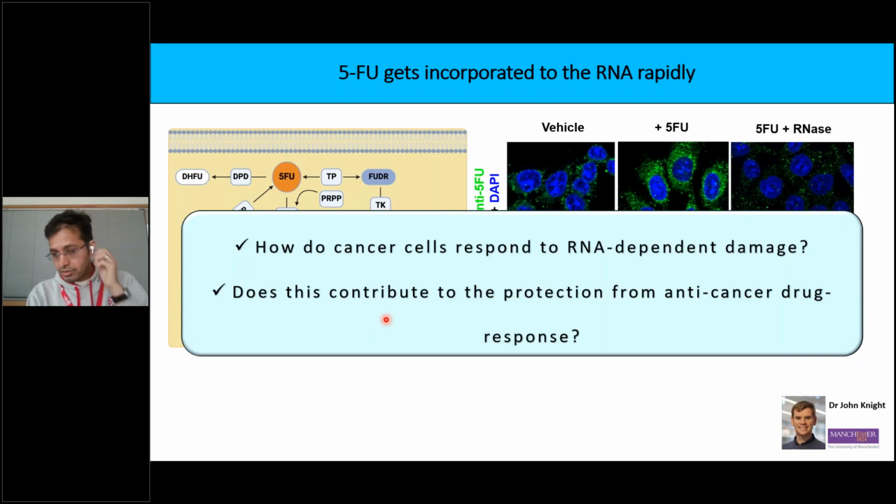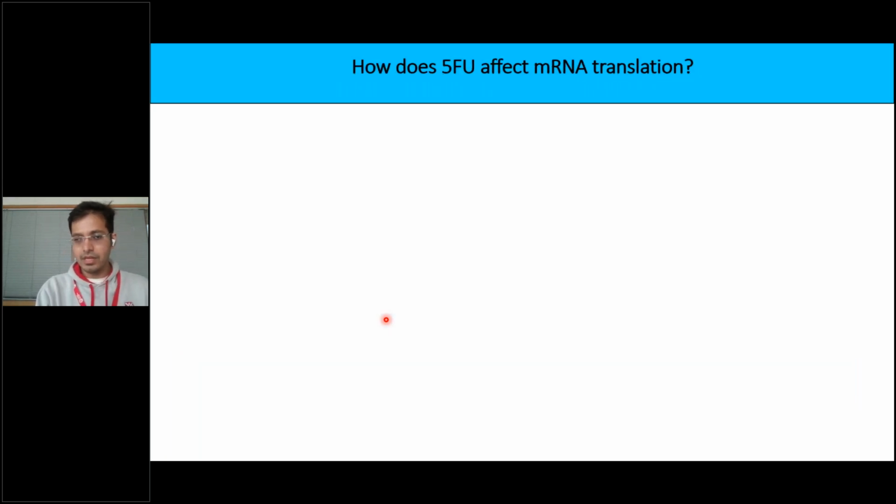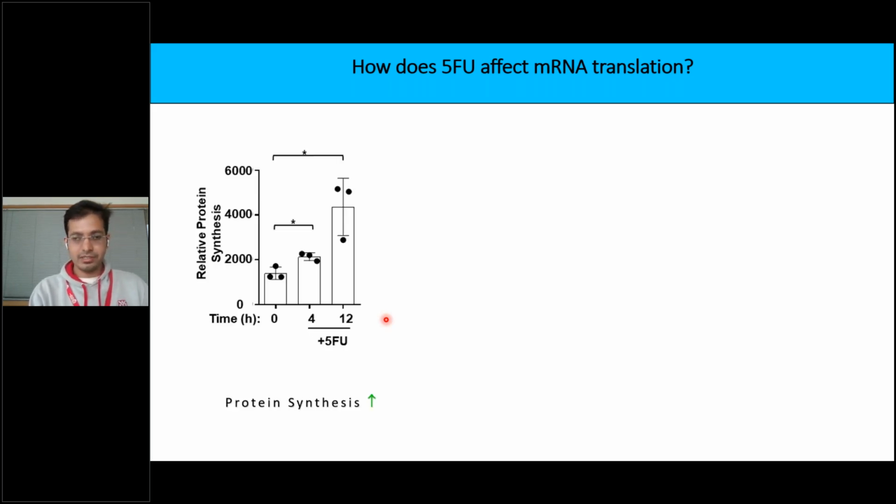Then we wanted to know how cancer cells respond to this damage, and whether this contributes to protection or building up of anti-cancer drug resistance. To start with, we first checked the level of protein synthesis inside the cancer cells. As I was telling, mostly the work has been focused on colorectal cancer and pancreatic cancer models, because these are the two cancers where 5-FU is used as a standard of care treatment. So most of the data I will present is from colorectal cancer cell lines.